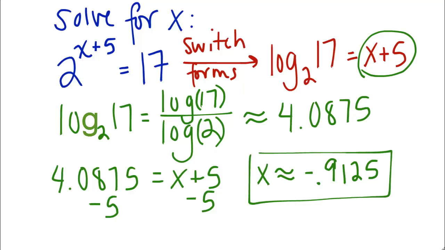So let's just recap what we did. We put it in log form. In order to figure out what log base 2 of 17 was, I used change of base on the calculator, and then I just continued solving for x, because it actually was just a linear equation after that.